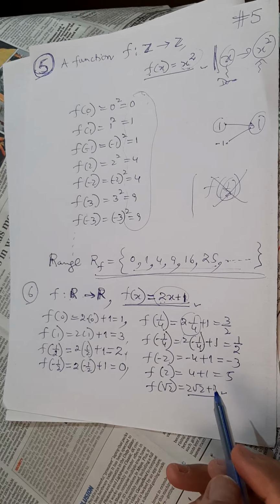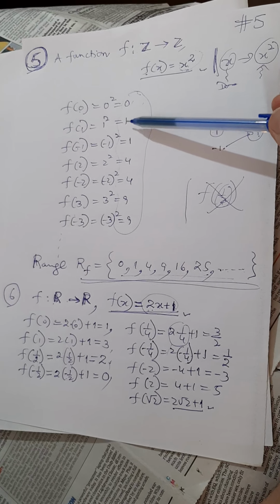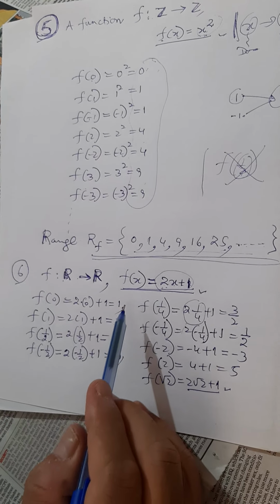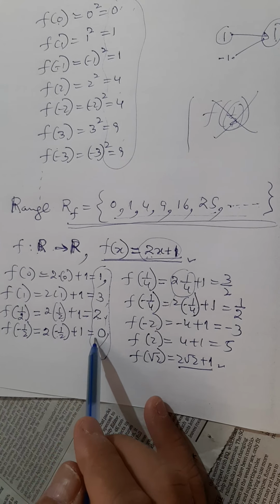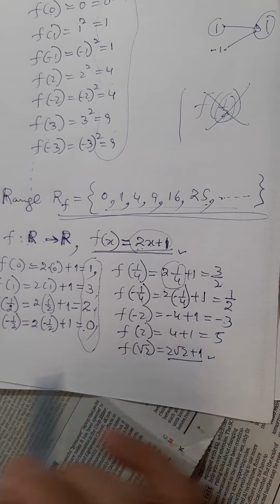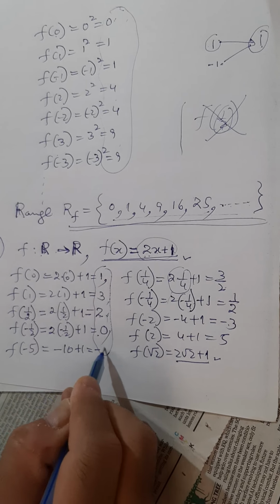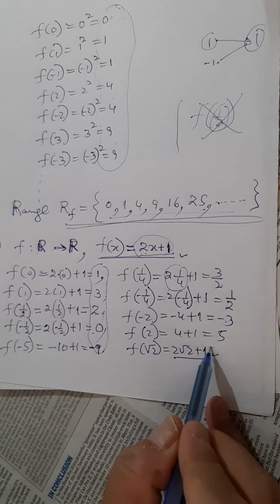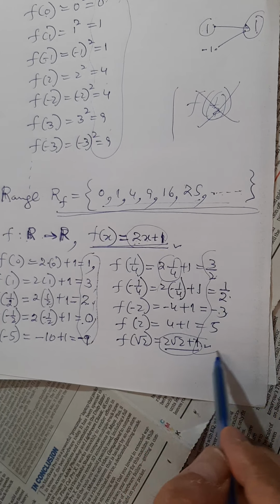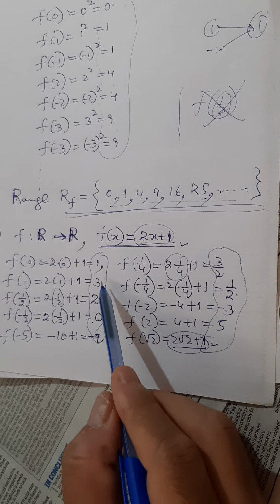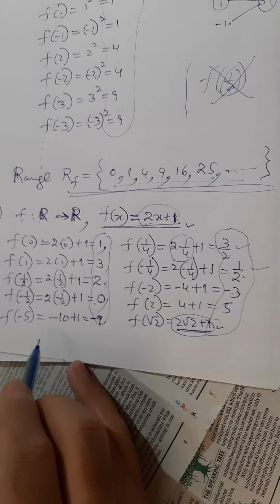If I take root 2, which is an irrational number, so 2 root 2 plus 1, which is an irrational number. So what did you notice from the images? There you were getting just perfect squares numbers 0, 1, 4, 9. What about here? You just notice images 1, 3, odd numbers, even numbers, 0, fractional numbers, negative numbers. If I take for example f of minus 5, then you have minus 10 plus 1, which is minus 9. So again a negative number. So what are you thinking, what is this? Can you predict?